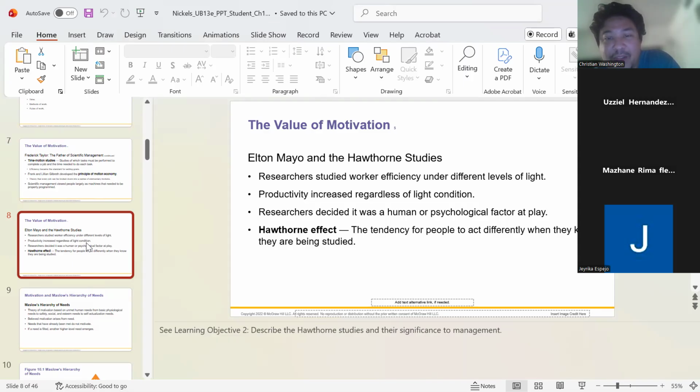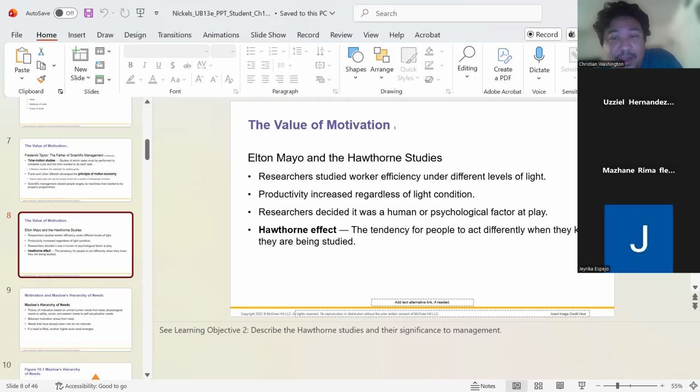The Hawthorne effect is the tendency of people to act differently when they know they're being studied, which we know is true, right? If your boss is around, you act differently versus if they're not around. That's just the way it is. If people are under observation, they act differently because they're aware they're under observation.